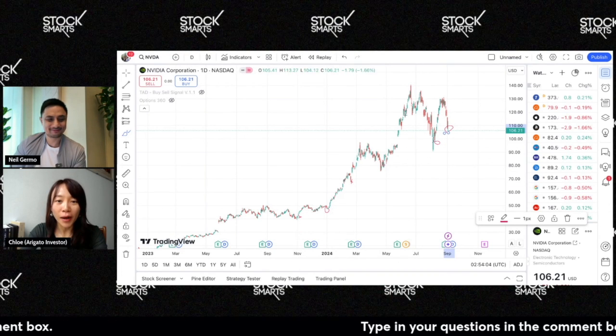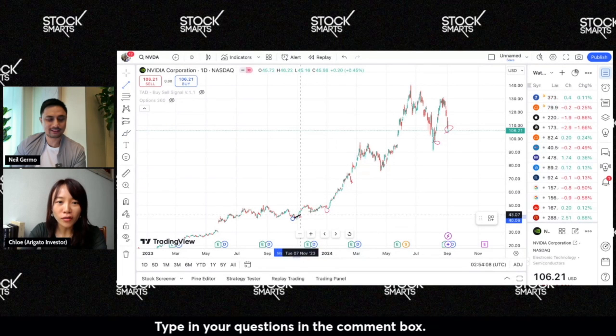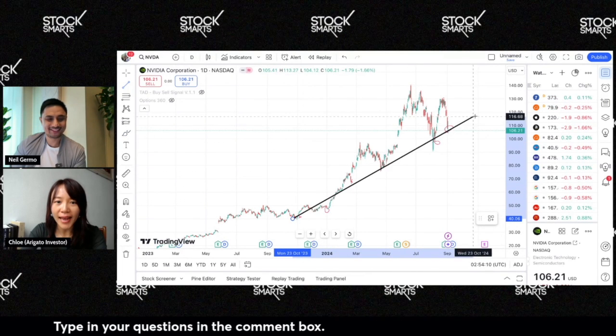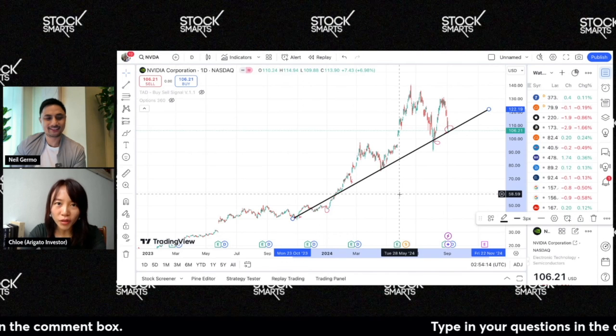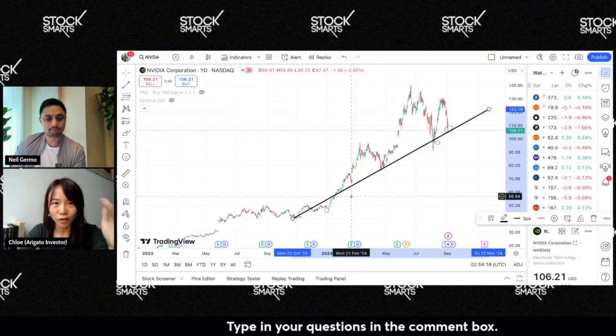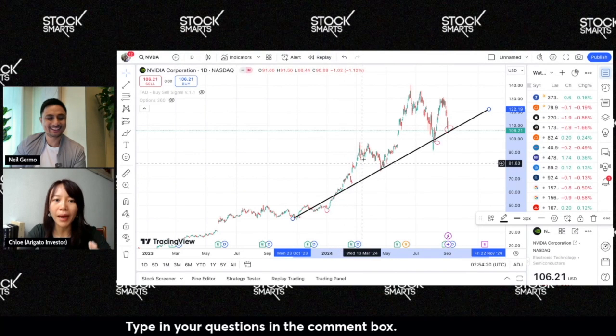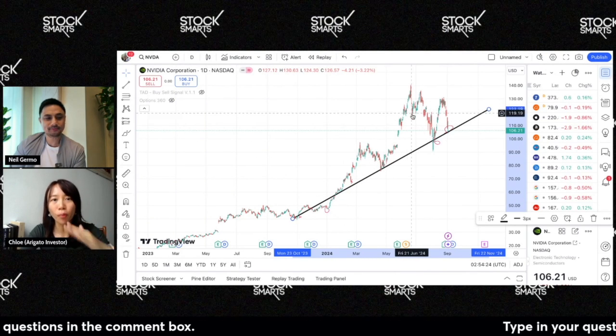And when we are able to do that, we can connect the dots of all those low points together, connect as much as possible. And this is where we are able to find the support, which means whenever the stock price touches that low area, it tends to rebound back, right? Whenever it touches, it tends to rebound back. And that's why it's called a support area.